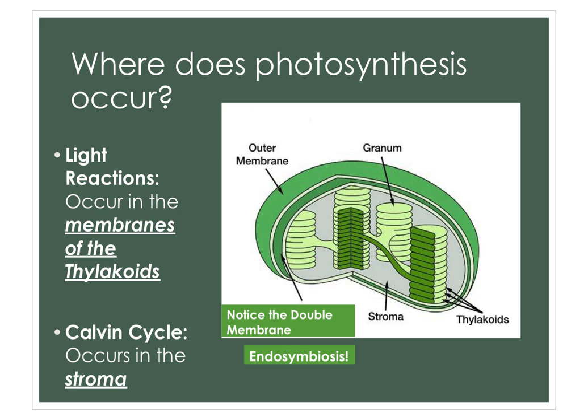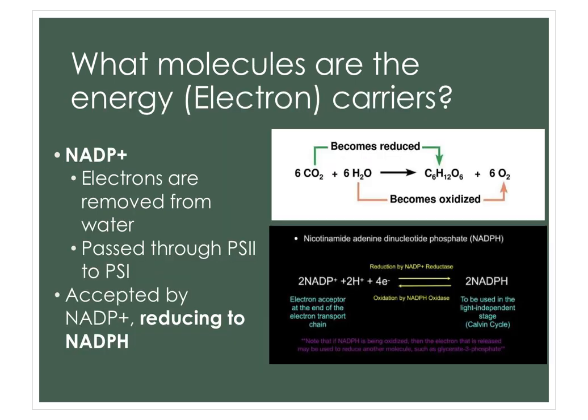Well, if we're talking about light reactions, they occur in the membranes of the thylakoids, all right? That's one thing you want to highlight right there, that light reactions happen in the thylakoids. The Calvin cycle, which is the light-independent cycle, meaning it doesn't need light to do it, is going to happen in the stroma.